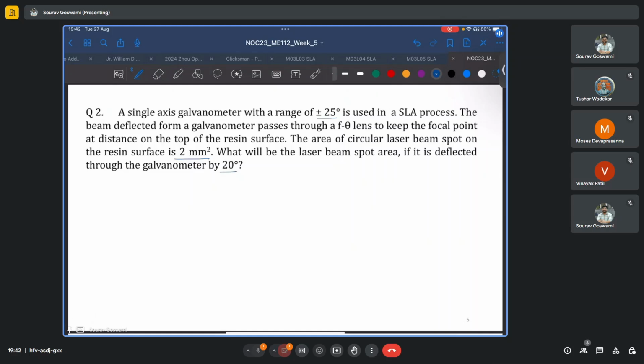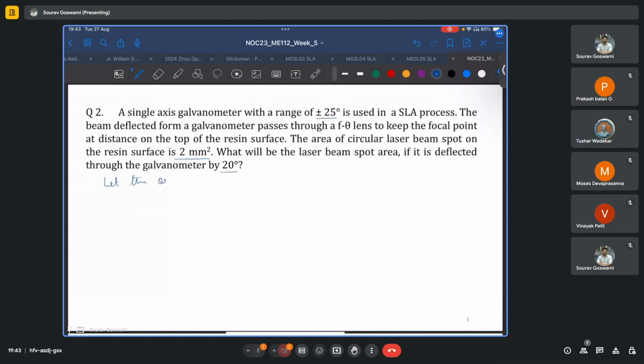Again, we discussed at length how when the light or the laser beam is incident normal to the surface or close to the optical axis, the beam profile remains circular. However, when it is deflected by large angles, because of the geometric constraints, the beam profile on the surface is rather an ellipse, which leads to a redistribution of energy across the surface of the resin. We are asked to find this modified beam spot area. Again, the formula for this was discussed by Professor Kapil in class.